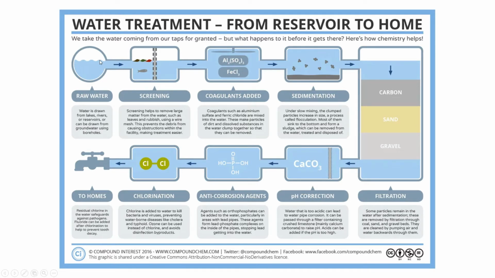And then if you are treating water to drink, it's a little bit different. It goes through screening. You have your coagulants added, which makes things easier to sediment out. It goes through filtration, corrects the pH if we need to, and anti-corrosion agents keep the lead in the pipes and out of the water. You chlorinate it, often add fluoride sometimes, and then it's sent to your homes.